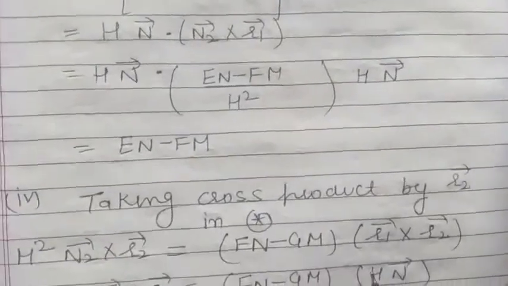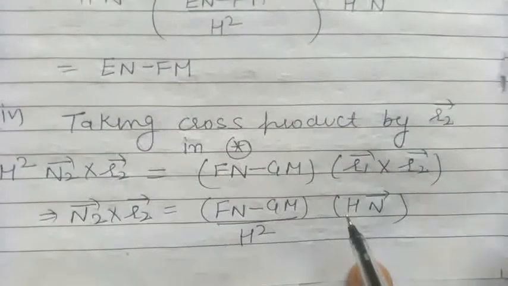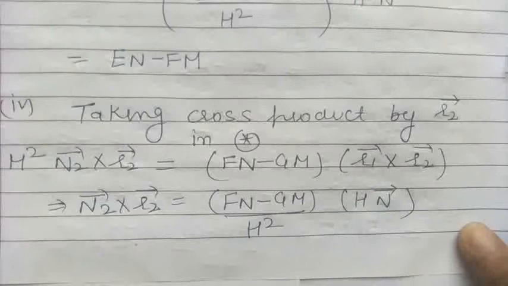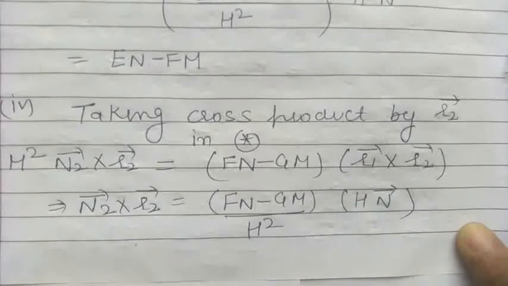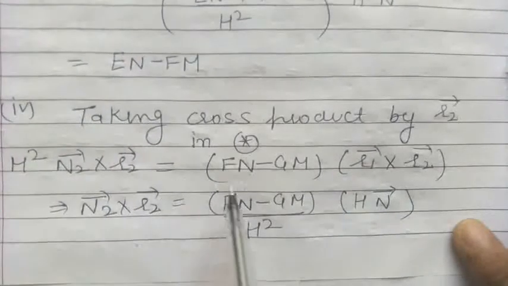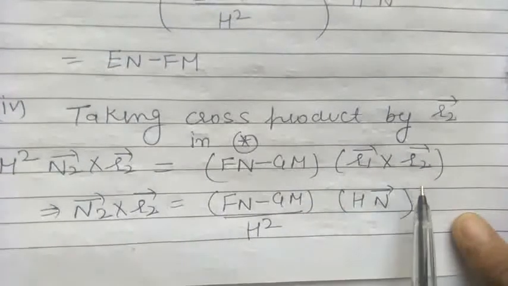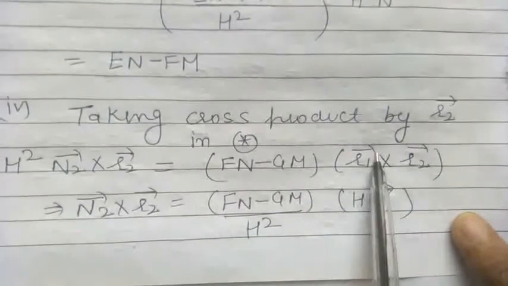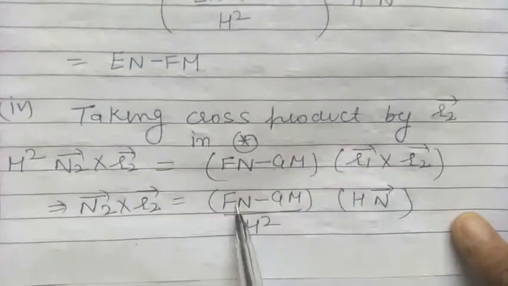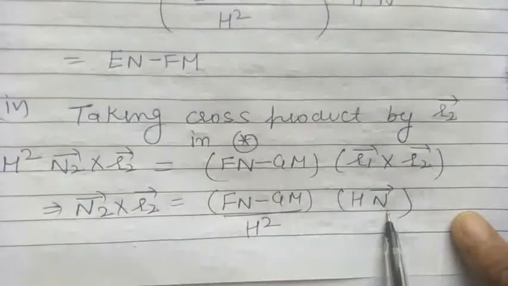Now the last deduction. In order to find the last deduction, we again use the second Weingarten equation and we'll take the cross product by the vector r2 now. So if we take the cross product by vector r2, we can find the value and put it in the Weingarten equation. Now h square n2 cross r2 is equal to (fn minus gm) into r1 cross r2. Now again putting the value of r1 cross r2 and dividing by h square, we get n2 cross r2 is equal to (fn minus gm) divided by h square into r1 cross r2, which is h into vector n.